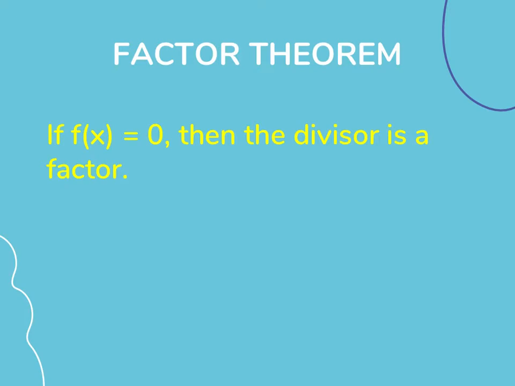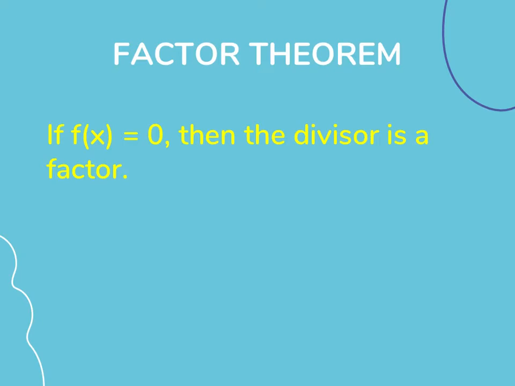When we use the factor theorem, we're going to be doing a synthetic division with a factor. If, when we do the synthetic division problem, we end up with a remainder of zero, then we know that that divisor, the number we're dividing by, is actually a factor of the polynomial. So we're just going to review. The first few examples are exactly what we did before.